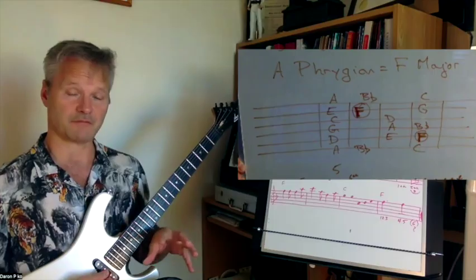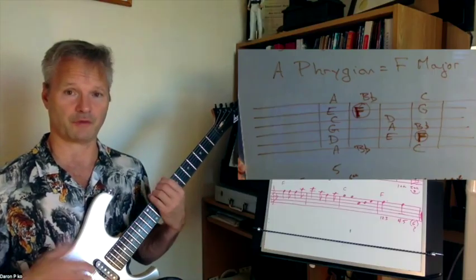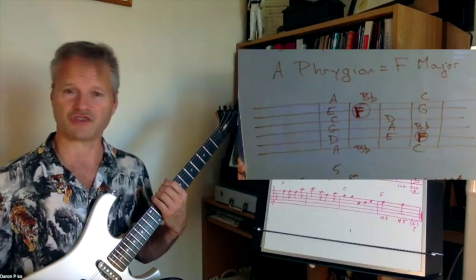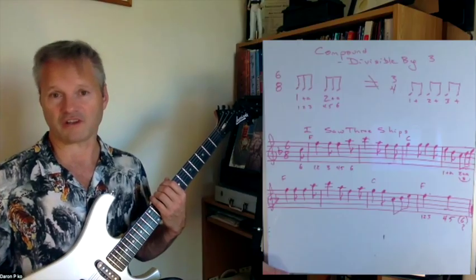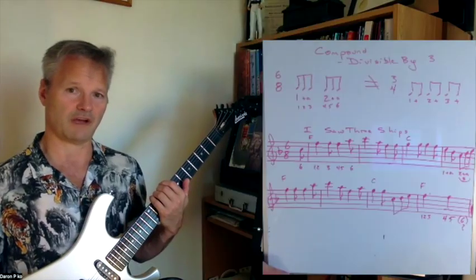But I'm using that same positioning, the same finger pattern and map as we found in A Phrygian. You could say, well, I'm playing an F major scale starting on the third note and memorize it that way. I happen to have memorized it as Phrygian, so I keep calling it that, even though we're not in the key of an A minor song.